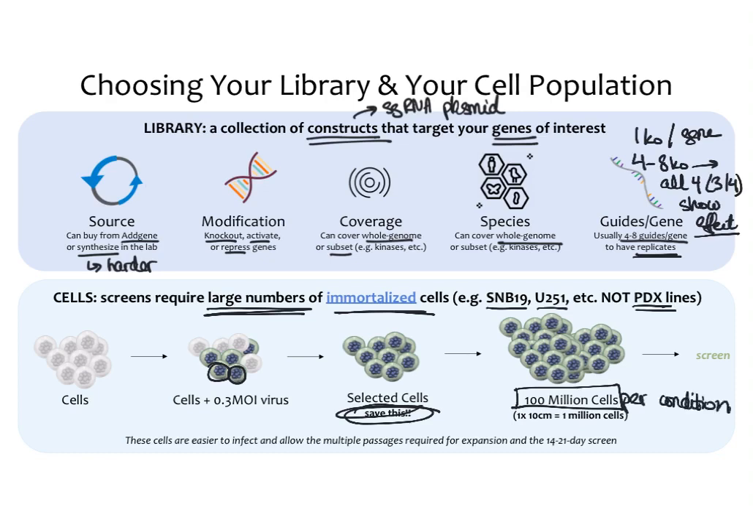For reference, one normal 10 centimeter plate that we use in the lab has only 1 million cells in it. So this is 100 10 centimeter plates. So it's a lot of cells. And that's why it's nice to have an immortalized cell line that's easy to work with, because it's very easy to lose the cells or to have them crash on you while you're screening. And then the screen usually lasts 14 to 21 days. So these cells not only have to be able to be infected and expand to 100 million, but then they have to go through the entire screen as well.